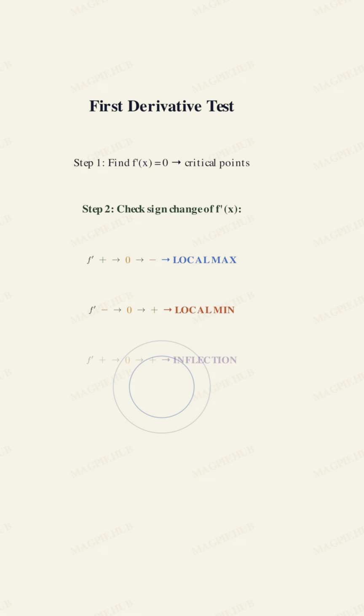If f prime changes from positive to negative, the slope goes from uphill to downhill, it's a local maximum. Like a hilltop. If f prime changes from negative to positive, downhill to uphill, it's a local minimum. Like a valley. If the sign does not change, like positive to 0 to positive again, it's neither max nor min, just an inflection point.